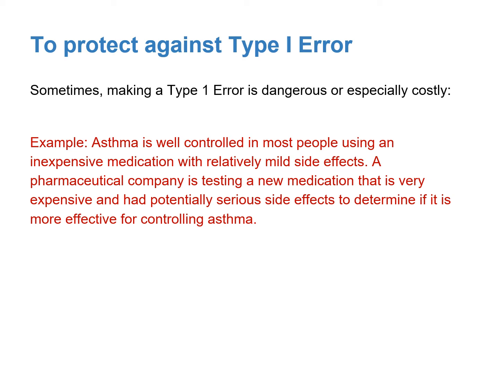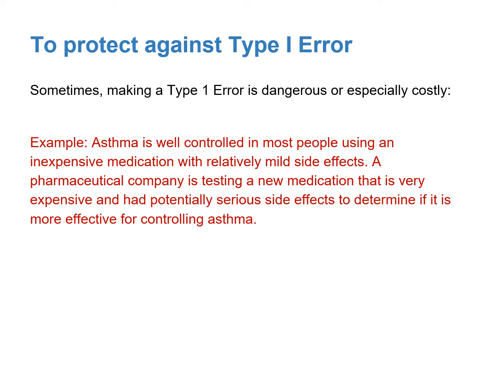Now, the null hypothesis here would be that it's not more effective. The alternative that we're seeking evidence to support is that it is more effective for controlling asthma. Making a type 1 error would be rejecting the null hypothesis and concluding that this drug is more effective when it's really not. This would be potentially serious because while most people are already treated effectively with an inexpensive drug with mild side effects, this would be potentially exposing people to an expensive drug with serious side effects that isn't in fact any more effective.